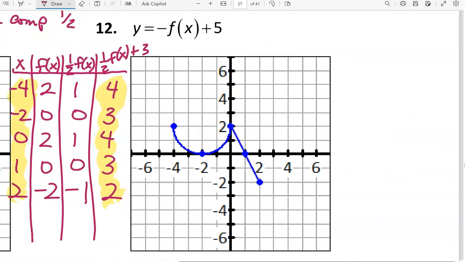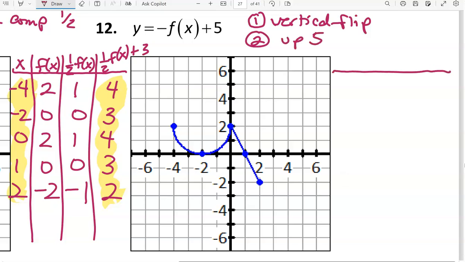And last, y equals negative f of x plus 5. Again, we have a multiplication and addition happening to the outside of the function, so both transformations are vertical. The multiplication one needs to happen first. That is a vertical flip, or a vertical reflection. And number 2, there's a shift up 5.